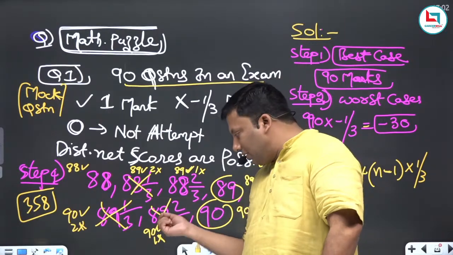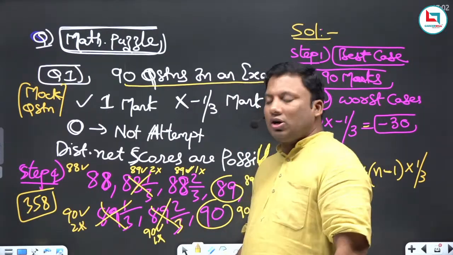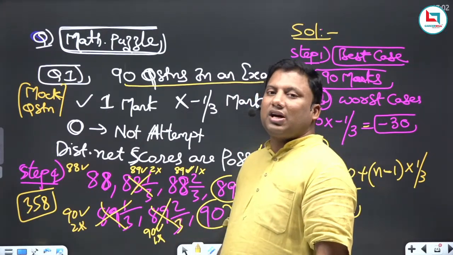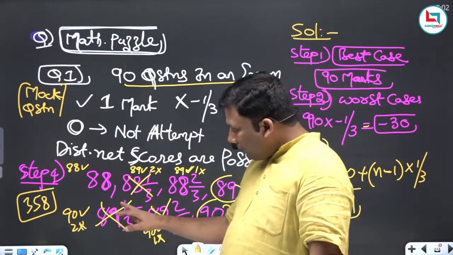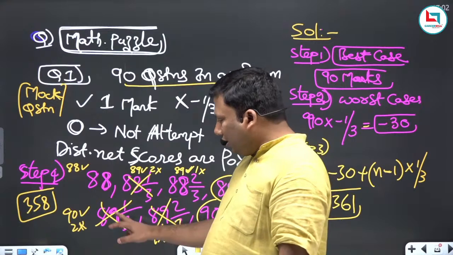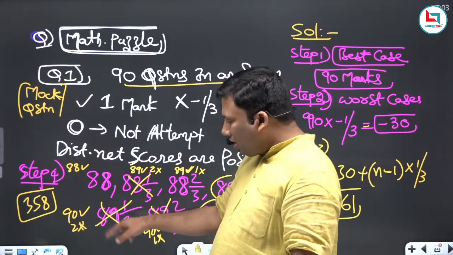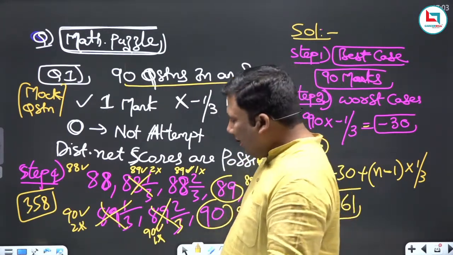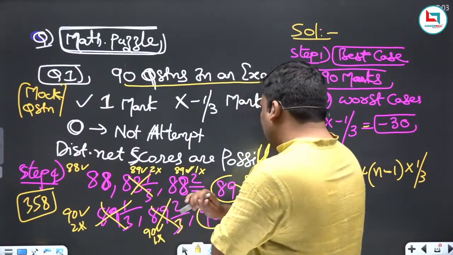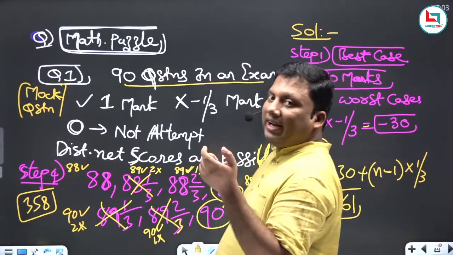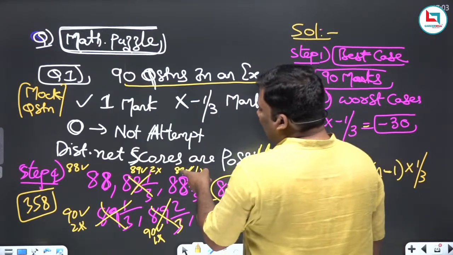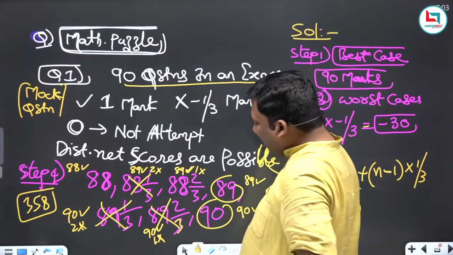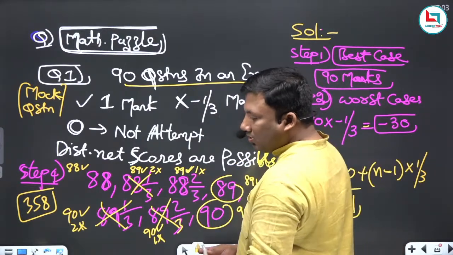89 2 by 3 means 90 right, 1 wrong. Total number of attempts are 91, questions are 90. Not possible. 89 1 by 3: 90 right, 2 wrong, 90 minus 2 by 3. Not possible. Only 89 attempted, I can leave out any question. Possible: 88 2 by 3, 89 right, 1 wrong. 90 possible.